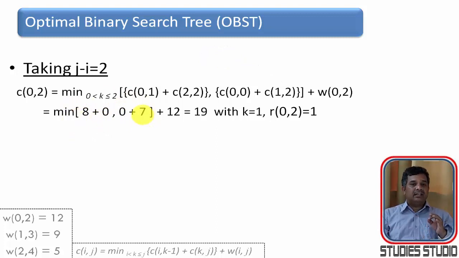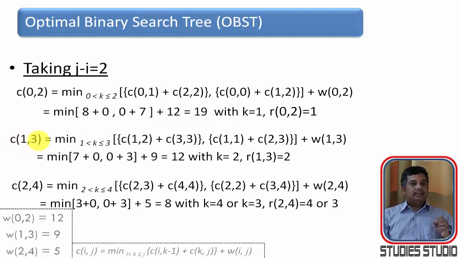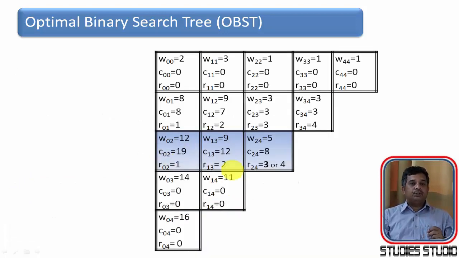Minimum of these two is 7, and it is true for k equal to 1. That is the second one. And the sum we got is 90. Similarly, the C13 value will be 12 for k equal to 2, and the C24 value is 8 for k equal to either 3 or 4. Now substitute these data here.